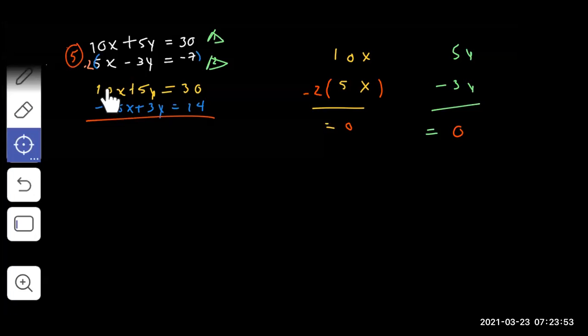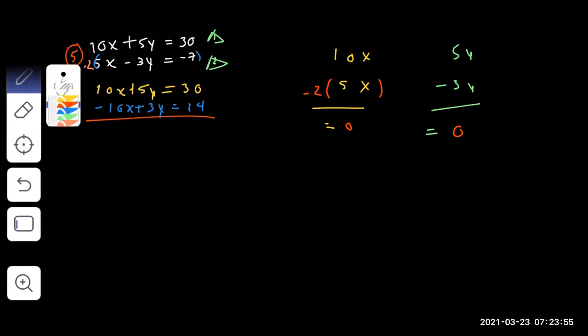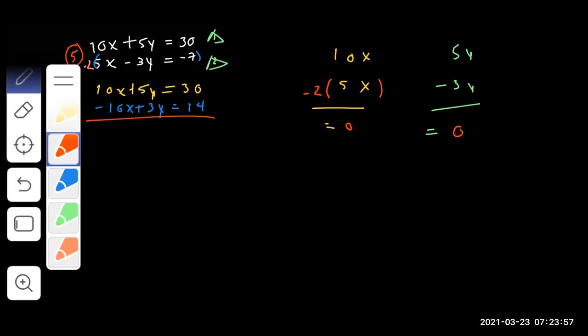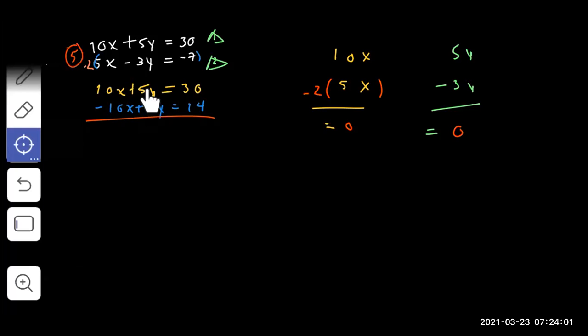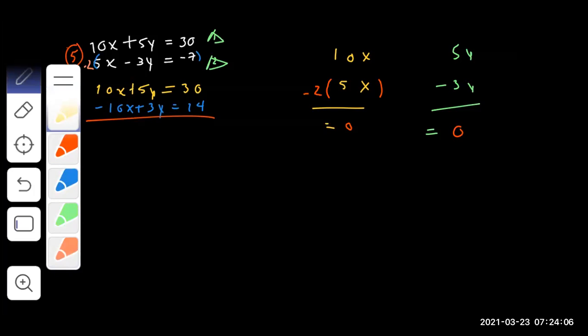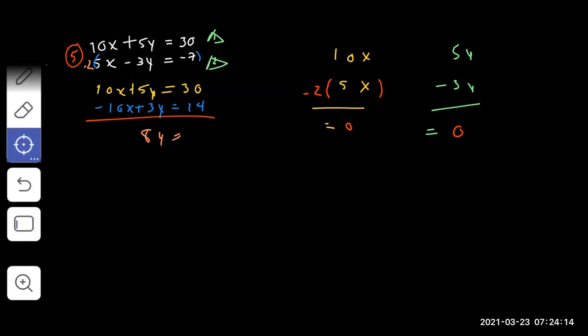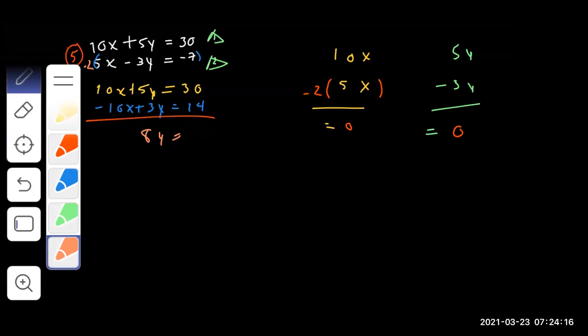If you have 10 apples and then you take 10 apples away, what do you get? 0, correct. And then if you have 5 watermelons and you add 3 watermelons, how many watermelons do you get? 8. 8y, okay, 8y. And then if you have 30 and you add 14, 44.